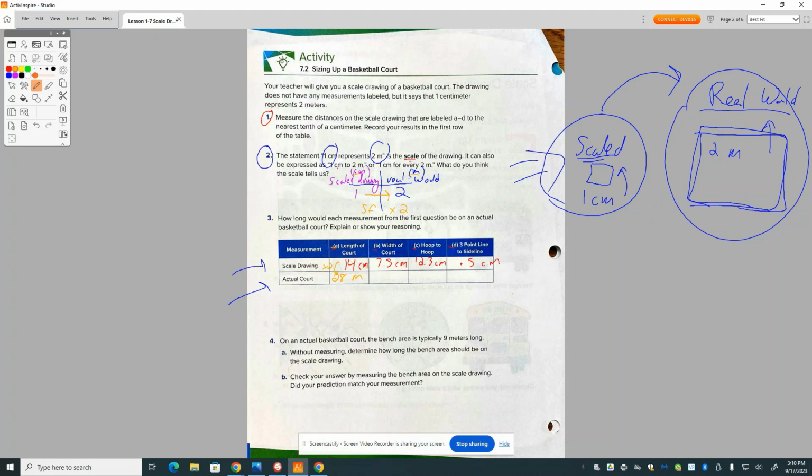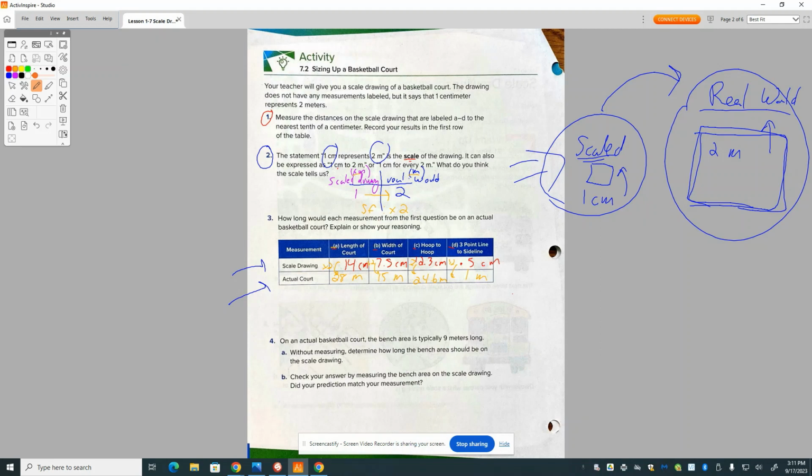If we were finding the width of the court, we would do the same thing and multiply by 2. 7.5 times 2 is going to be 15. Don't forget that we're going from centimeters to meters. Now, 12.3 times 2 would be 24.6 meters. Last but not least, the 3-point line to the sideline, 0.5 multiplied by 2 would then equal 1 meter.